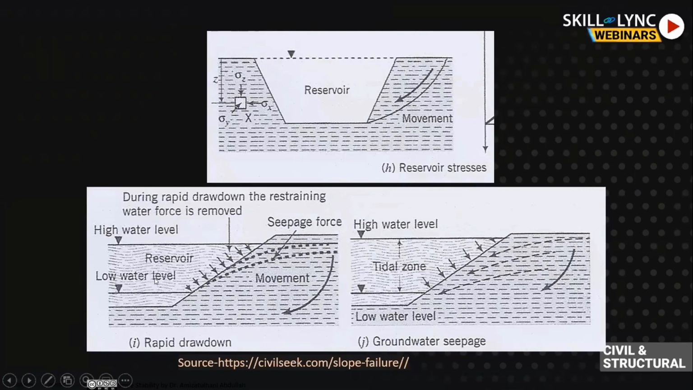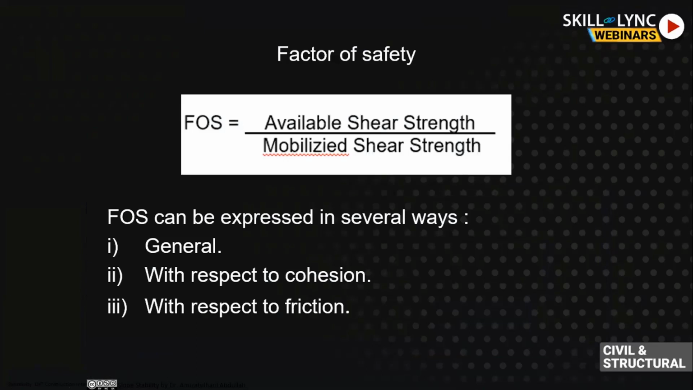At that time, the restraining water force will be removed. Due to that, stability of the slope may be affected. Groundwater seepage is another aspect which is to be given importance during the slope stability analysis. So, in all these ways, we can summarize the observations or deductions which we made in the previous slides. A formula: factor of safety is equal to available shear strength divided by mobilized shear strength.